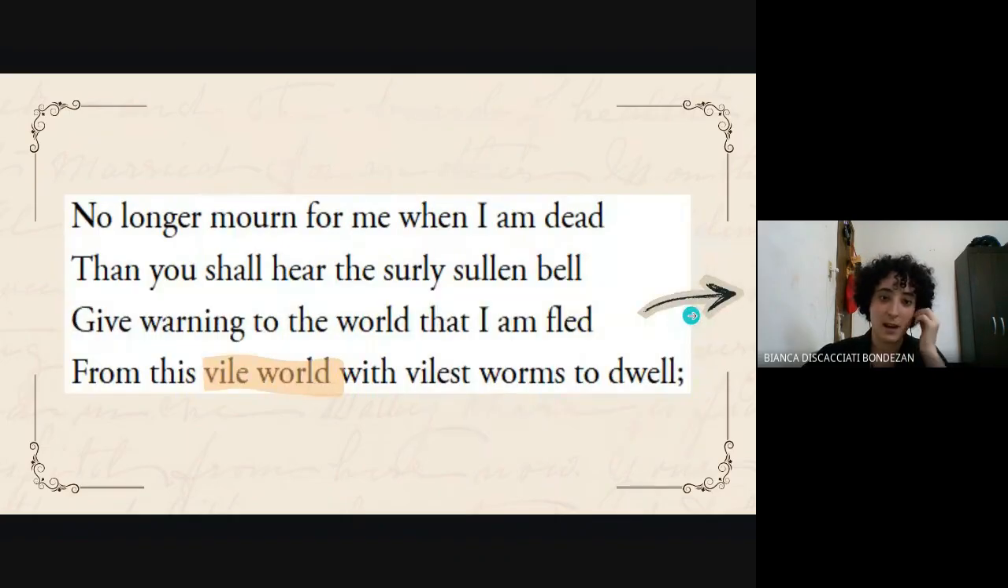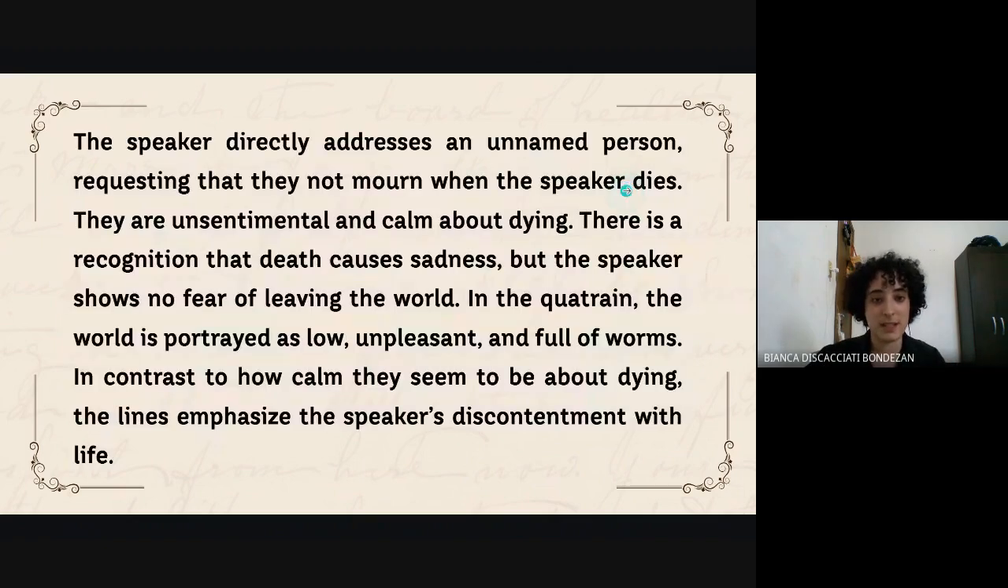Okay. And I am going to talk about the sonnet, dividing it into each part. So in the first part of the sonnet, the speaker is talking to an unnamed person, so we don't know who they are talking to, but it is likely a lover.